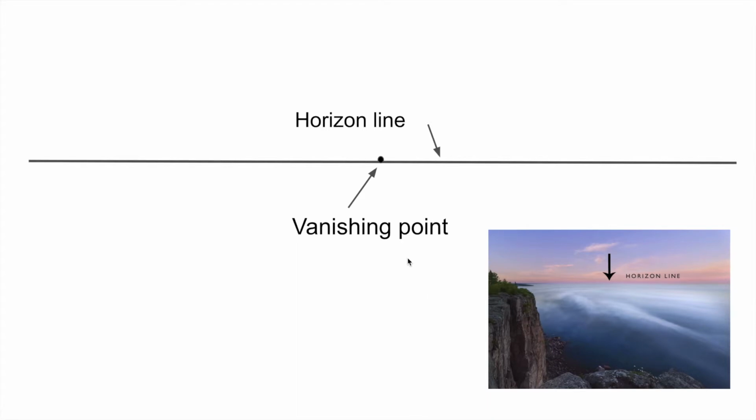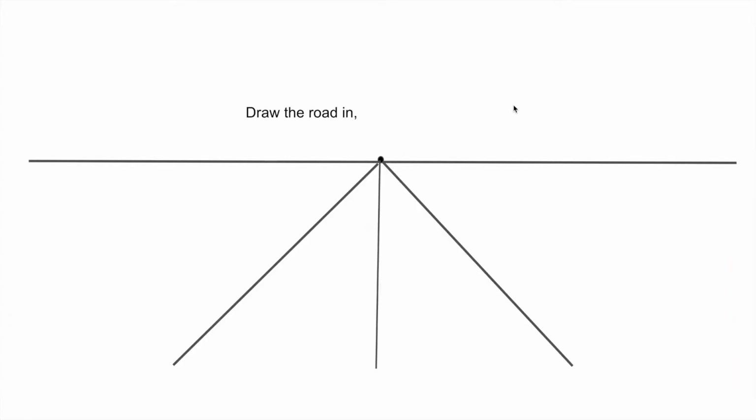So the first thing you need to do is draw your horizon line. This is like the horizon line. Most commonly you think about it at the beach, in the ocean. And then you need your vanishing point. Then you draw your road in. When I did mine, I drew the small lines getting bigger, but I didn't have the ability to do that. It took too long.